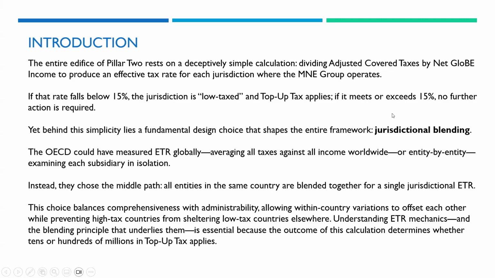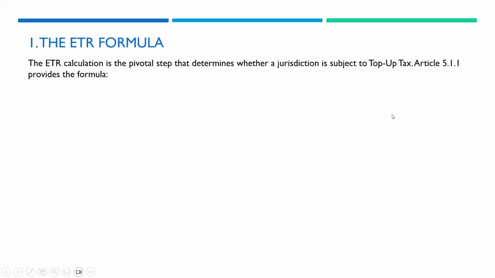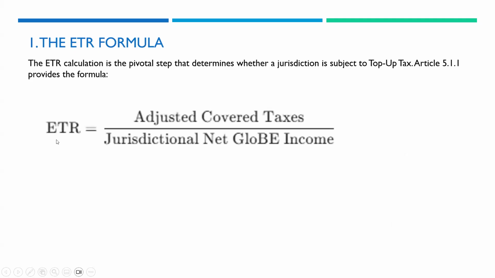Now we will go into a few things about the ETR formula. What is the ETR formula? The ETR calculation is a pivotal step that determines whether a jurisdiction is subjected to top-up tax. Article 5.1.1 provides this formula, and you know the formula. ETR is adjusted covered taxes divided by jurisdictional net GloBE income.